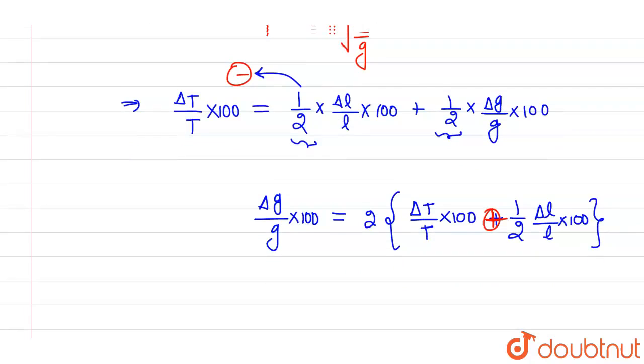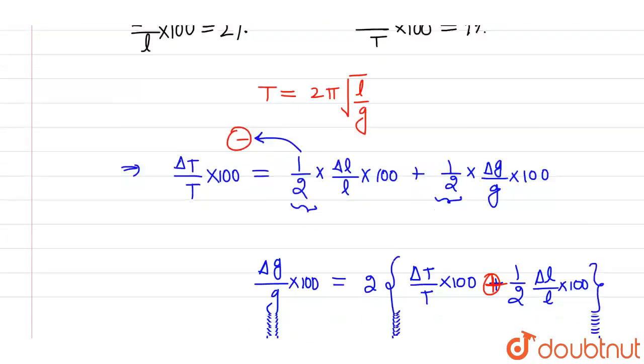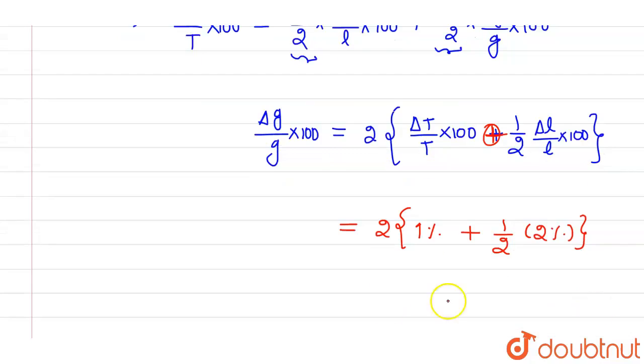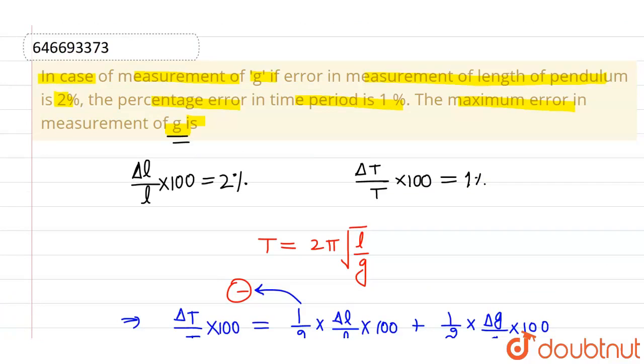So if I put the respective values of delta T by T and delta L by L, this will come out to be 2 into 1% plus half into 2%. So this will be 2% plus 2%, that comes out to be 4%. So this is the maximum error in measurement of g. This is our final answer, 4%. I hope you understood. Thank you.